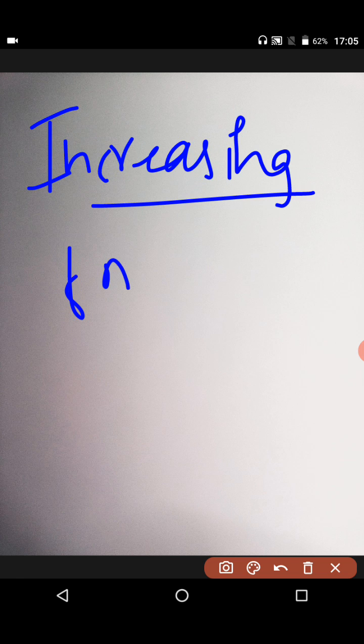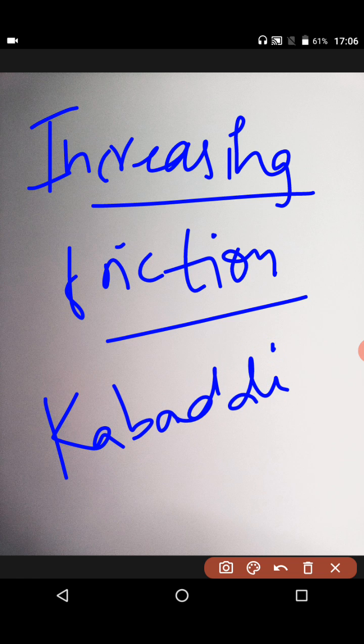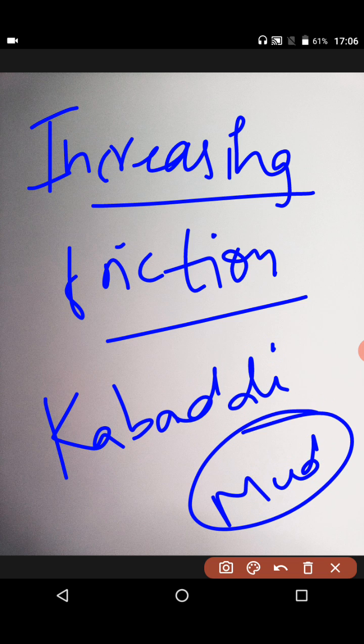Now we shall discuss increasing friction. First, how to increase friction? Normally you might have observed these situations, but you might not know why they are done. I am going to give you some daily life examples. First, in kabaddi, I think you must have seen kabaddi matches, or if you play kabaddi, you rub your hands with mud, right?